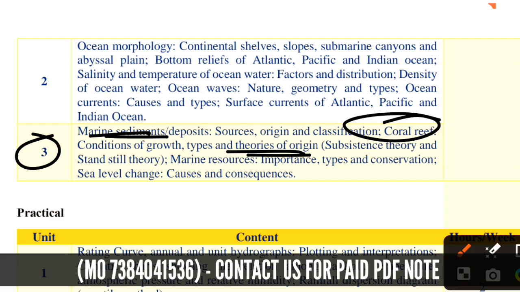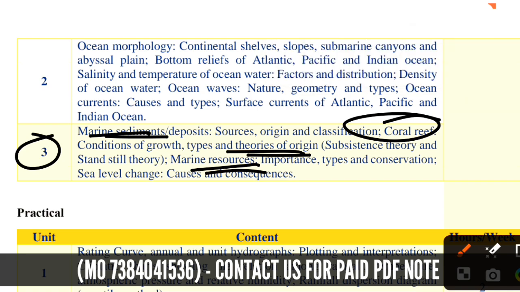In the syllabus, two theories are mentioned: subsidence theory and standstill theory. So prepare these theories according to your university syllabus and class materials. After coral reef, the next topic is marine resources.